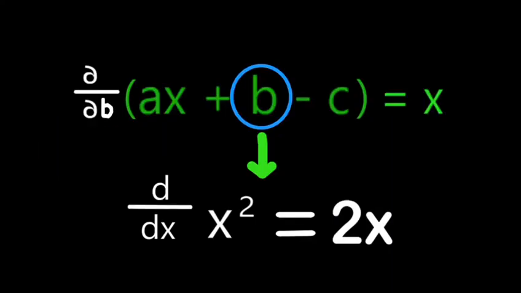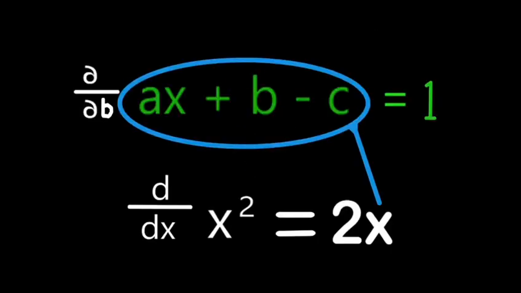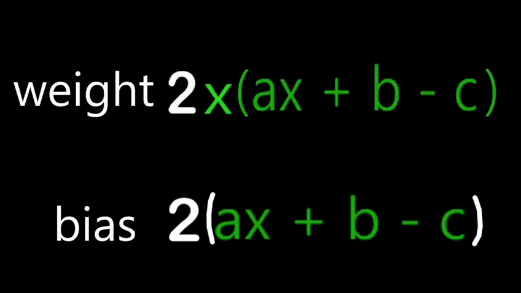Now let's find the partial derivative with respect to b instead of a. Ax and c are constant, so changing b won't affect them at all, so we can just ignore them. The derivative of b is just 1, since that's the line y equals x. As with last time, the x in the second expression is just ax plus b minus c. So the partial derivative with respect to the bias b is just 2 times (ax plus b minus c).